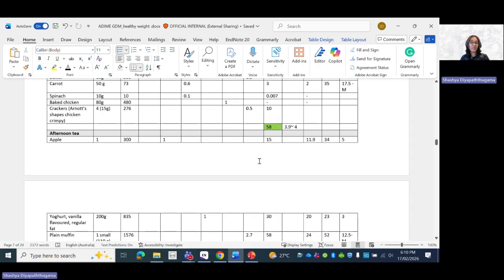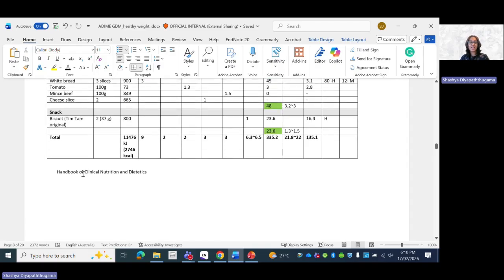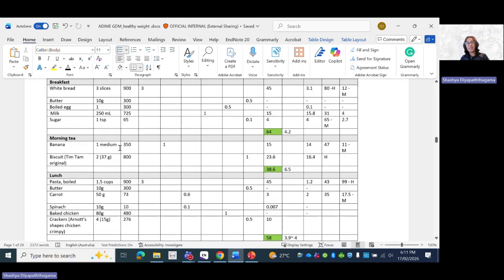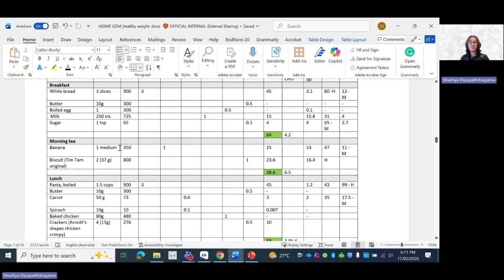So from where do we get these values? You can get them from the handbook. For some food items, these values were not there in the handbook. So for them, I used FoodWorks to get these values.